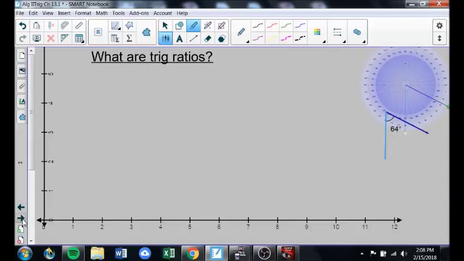Before we go on, I want to talk about what trig ratios really are. My guess is that you've used these before, so I'm not going to go into great detail about how sine is opposite over adjacent. I want to talk about what's happening though, like where these come from and why they're useful.